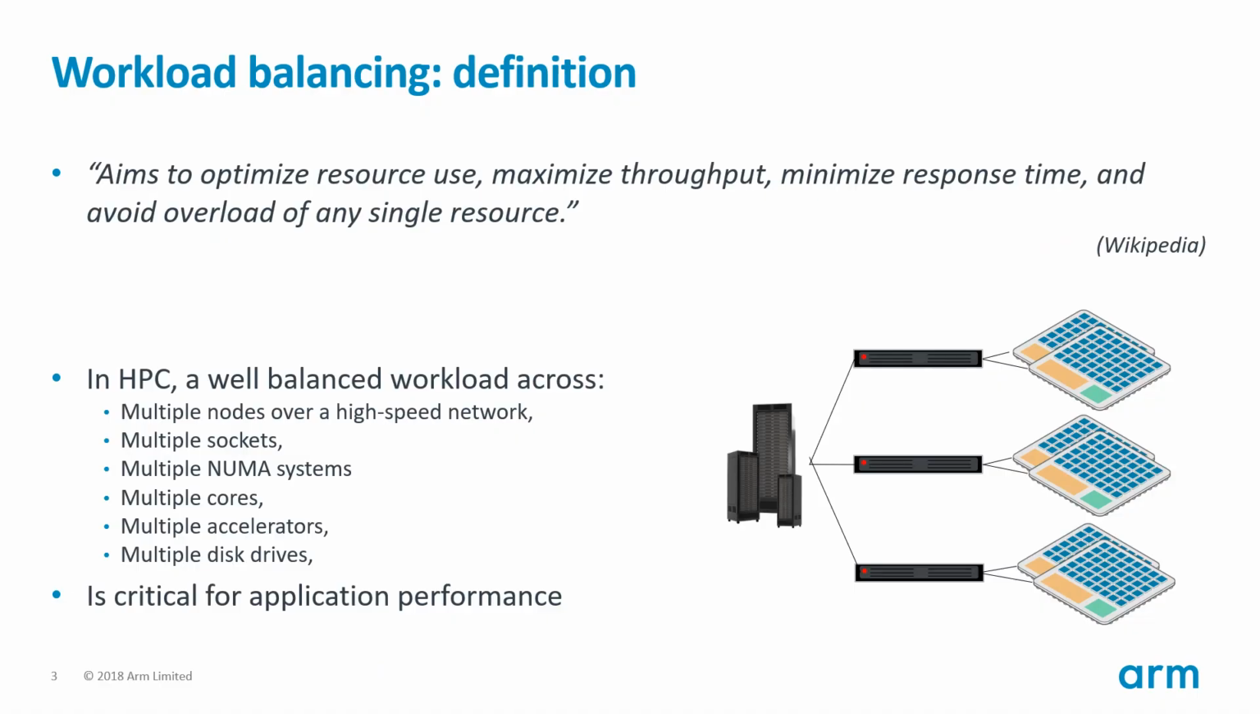So let's define what is workload balancing first. Wikipedia defines it as the aim to optimize resource use, maximize throughput, minimize response time, and avoid overload of any single resource. In other words, it aims at avoiding asymmetry between processes having too much work and processes having not enough work.